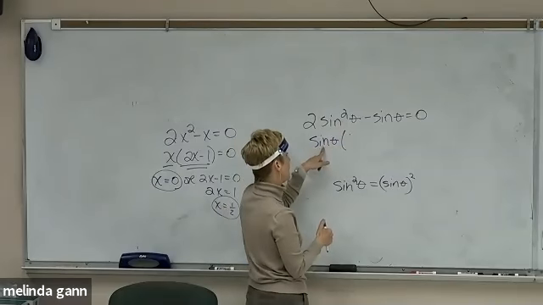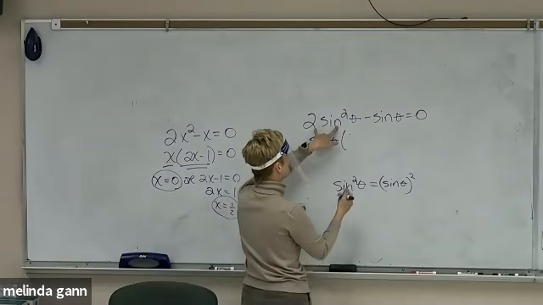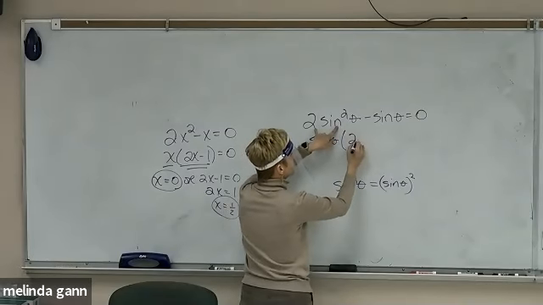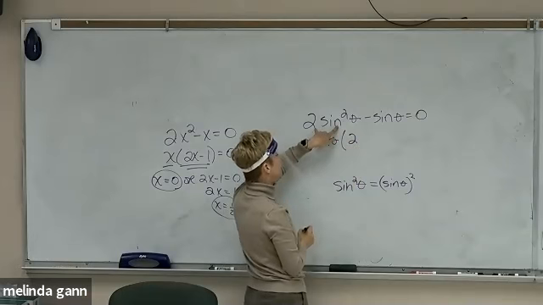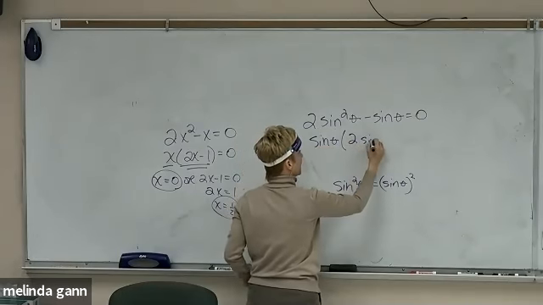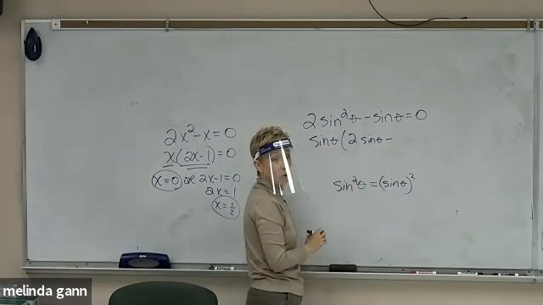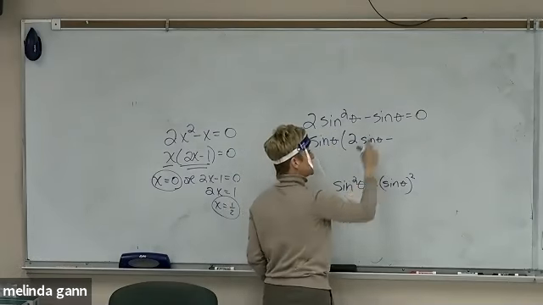So what do you multiply sine theta by to get this right here? First of all, you're going to need a what? 2, aren't you? And then you need another what? Sine theta. What do you multiply sine theta by to keep it sine theta?